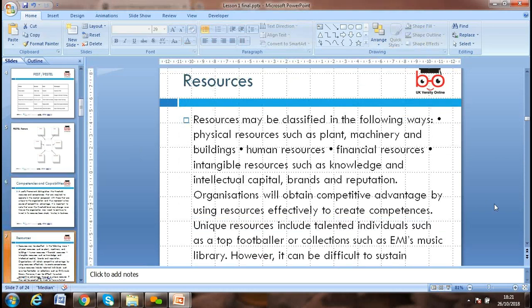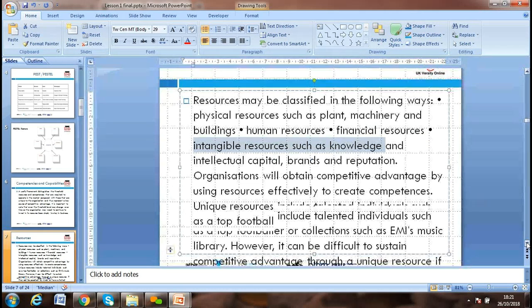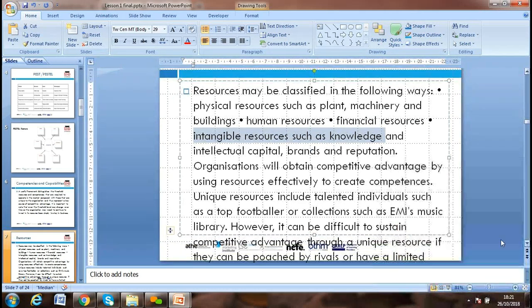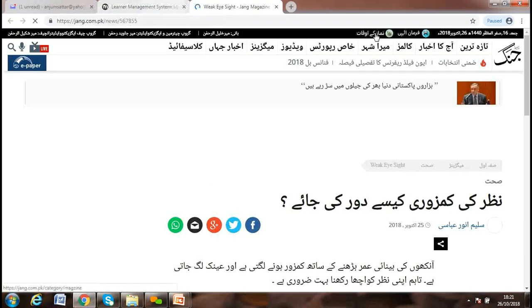This will carry on. Resources can be classified as physical resources such as plant, machinery, and buildings, and financial resources, and intangible resources. We know intangible, such as knowledge, intellectual capital, brands, and reputation. All this comes in, and we need to look around.